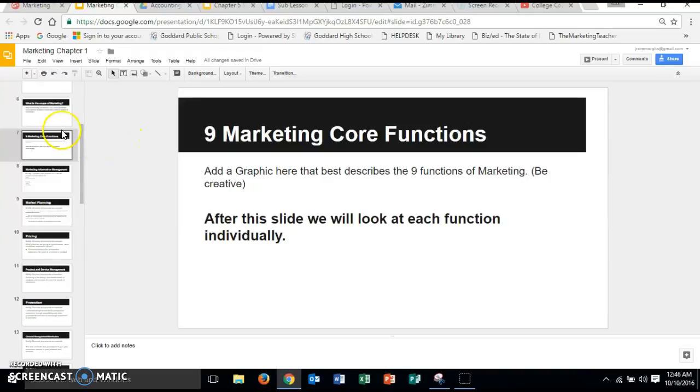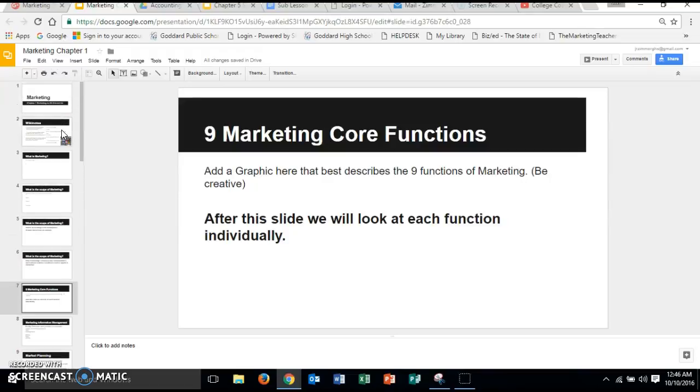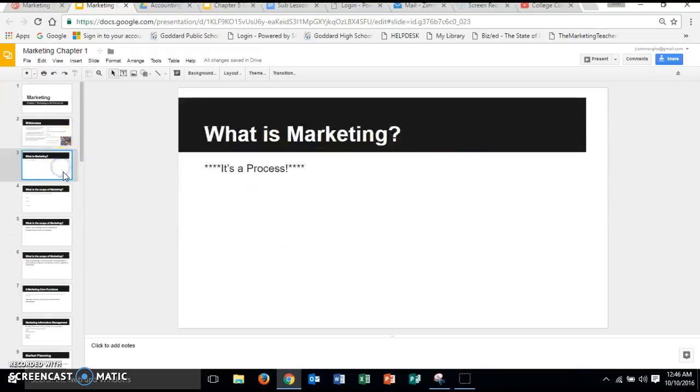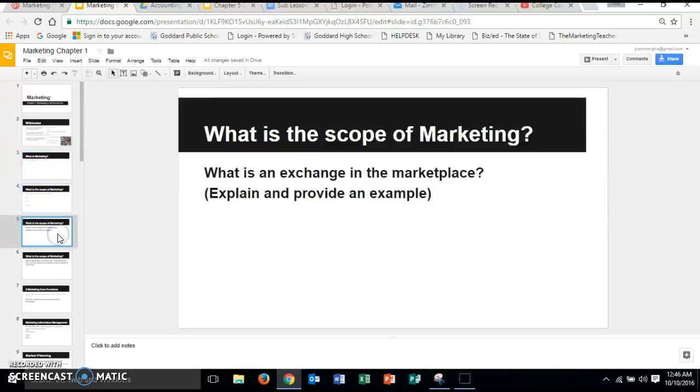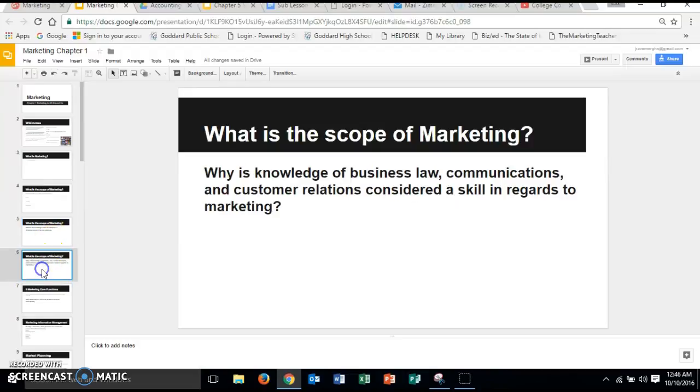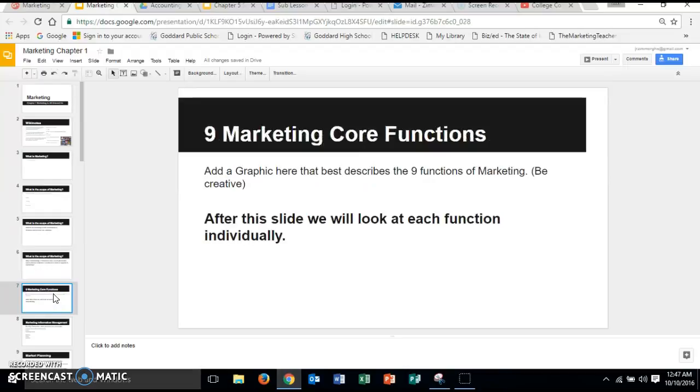When we talked the last time about chapter one, we talked about a few things. What is marketing? What is the scope of marketing? Some more of what is the scope and what is an exchange? And then we extended into knowledge of business law, communications and things like that, and how they are related to marketing.